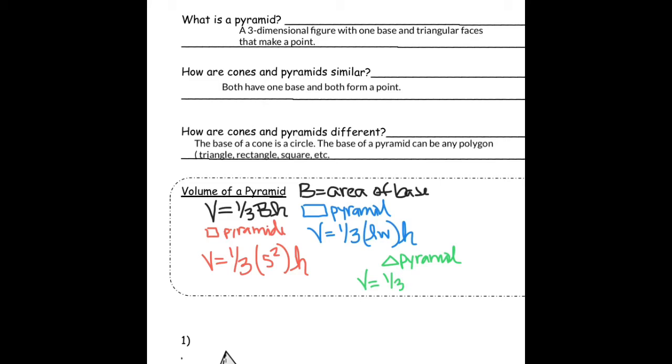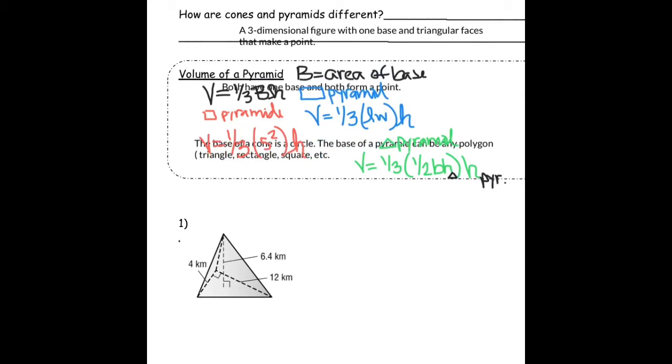So it's 1/3 times the area of a base, which is a triangle, 1/2 times the base times the height of the triangle, times the height of the pyramid. So the reason this is confusing is because you have the letter H both times, but you have to remember that inside the parentheses, that H stands for the height of the triangle. Outside the parentheses, that height stands for the height of the pyramid.